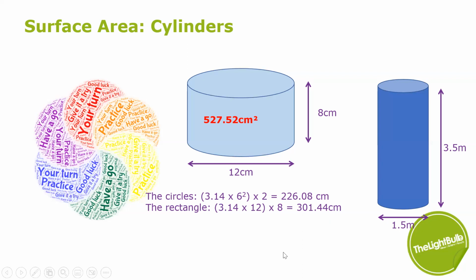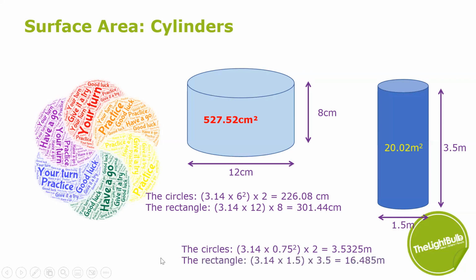Okay. So the answer is 20.02 meters squared. Well done if you got that. And again, just to break it down, the circles, pi r squared, 3.14 times 0.75 squared, times 2, because there are 2 of them, gives us 3.5325 meters squared. And then the rectangle is pi times diameter, 3.14 times 1.5, and then times the height, which is 3.5, gives us 16.485. Add them together, you end up with 20.02 to 2 decimal places. Well done.